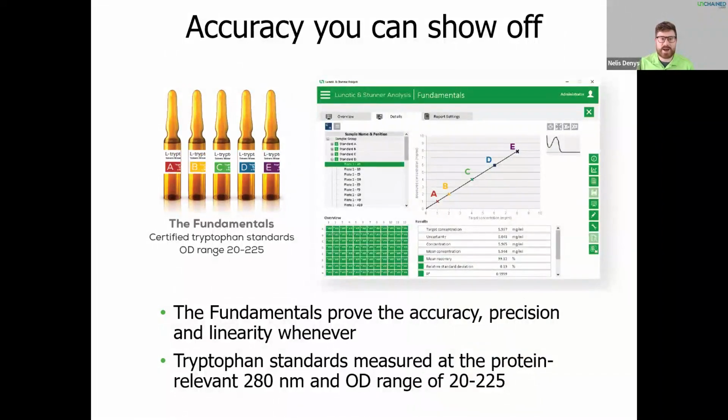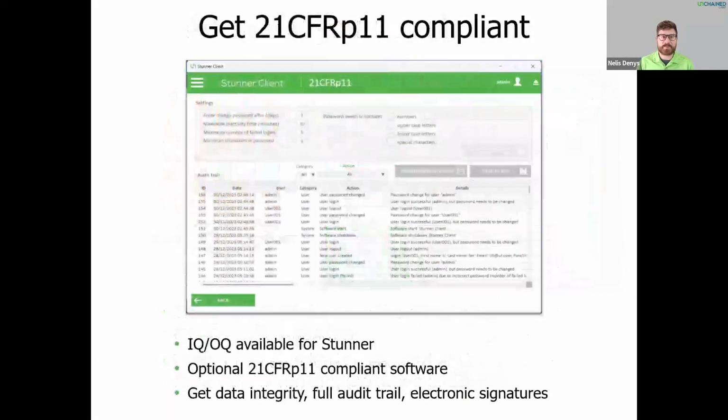The Fundamentals app will give you easy-to-read results per standard, and then an overall linearity across the whole series of 5. All this so you can easily check the instrument as much as you want. And we also have IQ/OQ procedures available, and Stunner software can be made 21 CFR Part 11 compliant with full audit trail and electronic signature capabilities and data integrity.